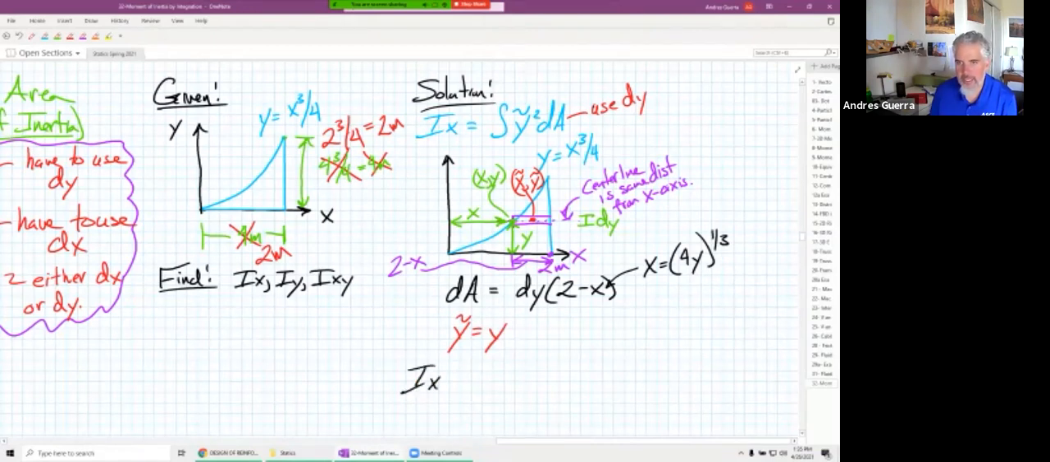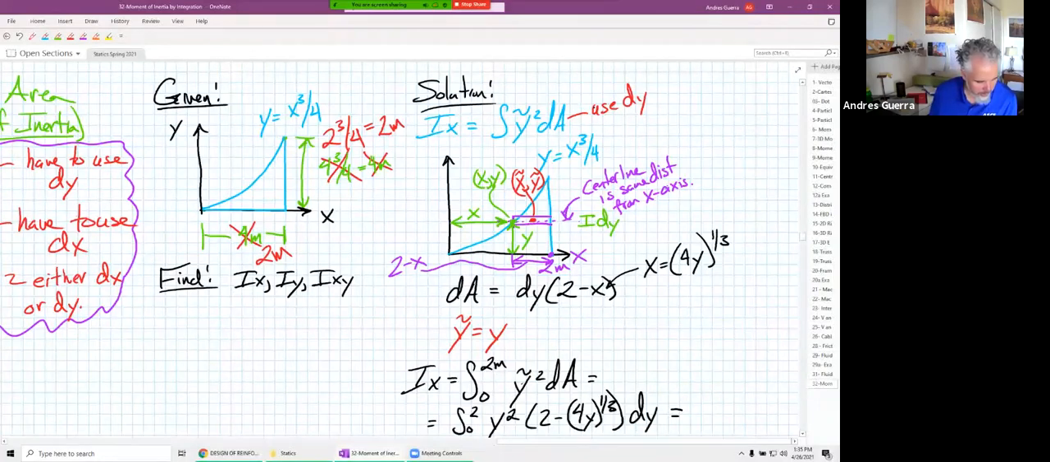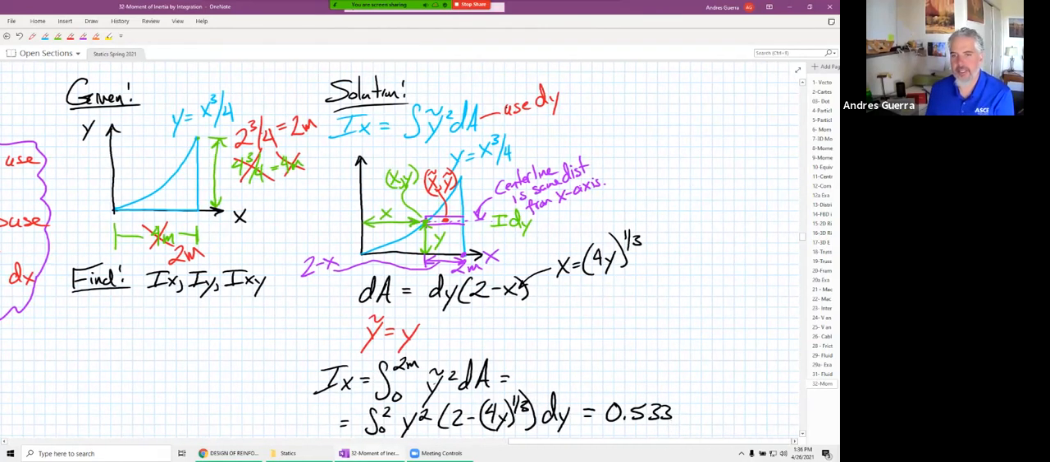Well, now we can find Ix, which is going to be the integral from 0 to 2 meters of y tilde squared times dA. And so we're going to end up with the integral from 0 to 2. Y tilde is just y, so y squared. dA is 2 minus 4y to the 1/3 times dy. So now we've got everything in terms of y. We can plug this into a calculator or do this by hand. We are going to find that Ix is equal to 0.533. And any ideas, what are the units on this moment of inertia, the second moment of area?